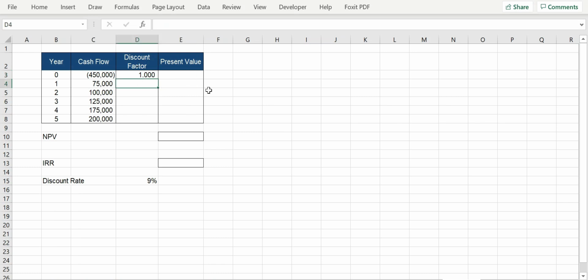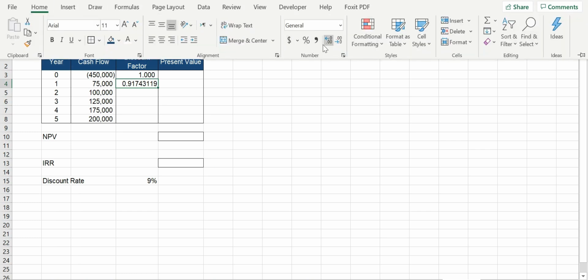And for year 1, we need to identify the discount factor, which is 1 divided by 1 plus the discount rate, which is 9%, to the power of year 1. So that will be the discount factor. Let's make it to 3 decimals.